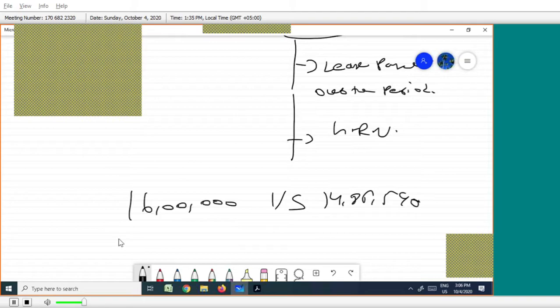Why? Because the majority, 92.8%, is recovered, and also the lessee has given a guarantee to buy this asset after the life of the asset, after the lease period. Because of this reason, I am classifying this transaction as a finance lease. Okay? Then only you have to proceed with the answer. This is a finance lease.